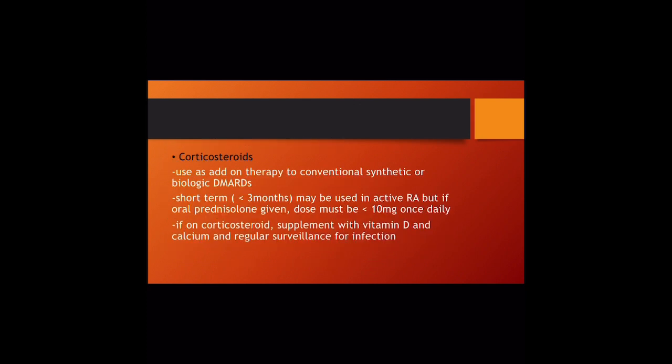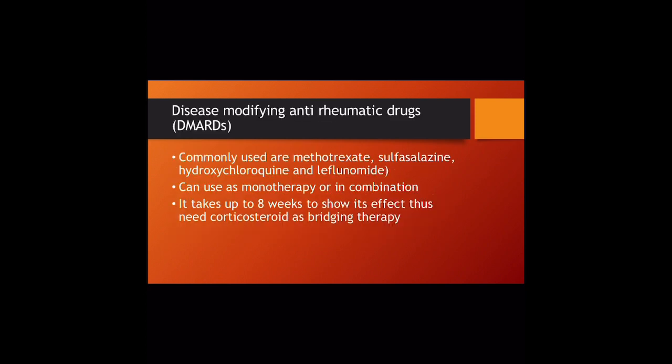Corticosteroid is an add-on therapy for your disease-modifying anti-rheumatic drug. Use it short-term, less than 3 months, and if you want to give it, give less than 10 mg daily. If you start giving it, supplement the patient with vitamin D and calcium to reduce the risk of osteoporotic fracture. And do regular surveillance for infection, because corticosteroid is well known to promote infection.